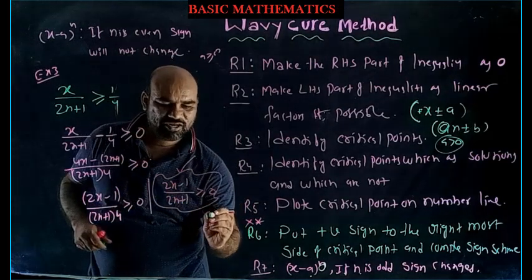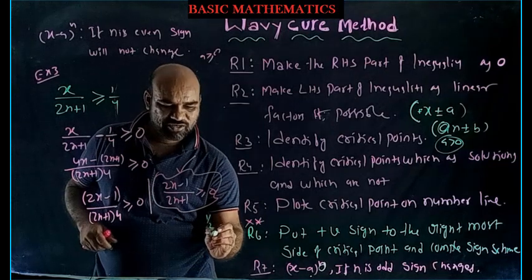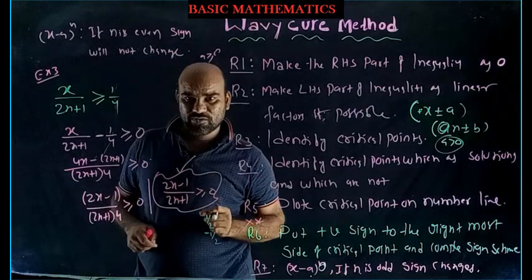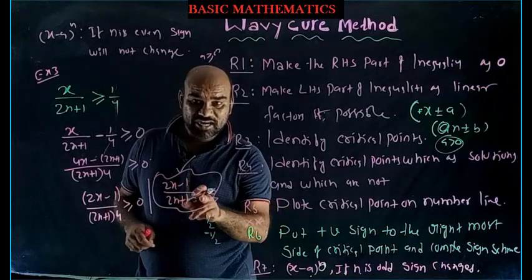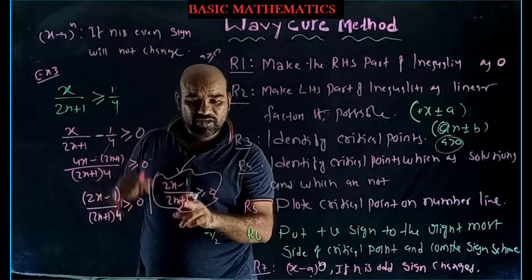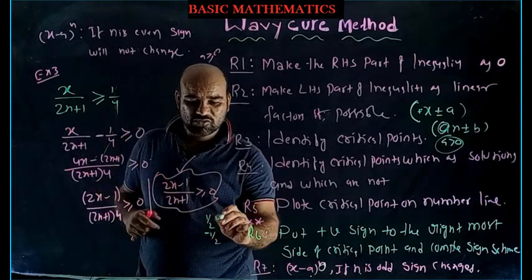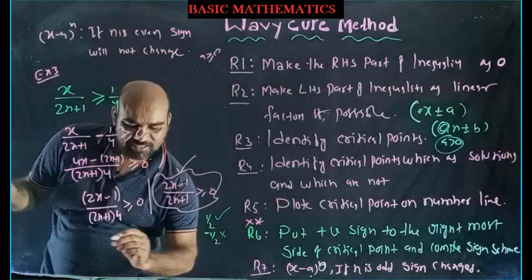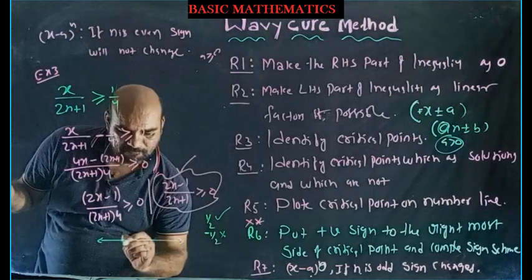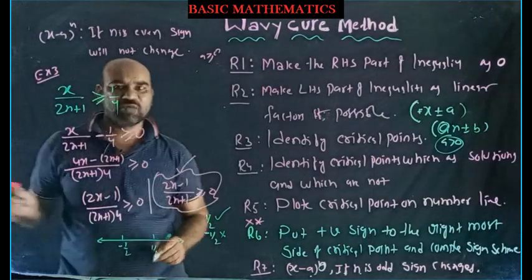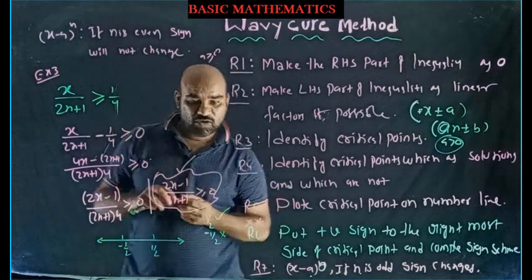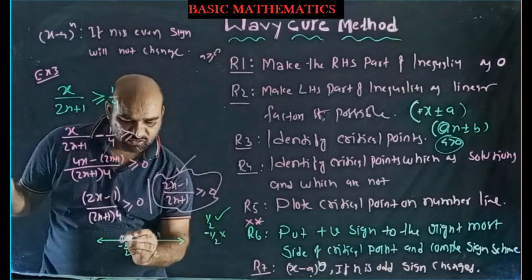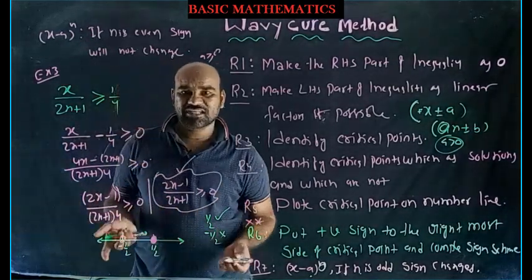Critical points: 1 by 2 is one critical point, and minus 1 by 2 is another critical point. After that, we want to identify which critical point is a solution of the problem. So 1 by 2 is a solution, see, greater than or equal to. Put x equal to 1 by 2: 0 by a non-zero number is 0. So 1 by 2 is the solution. But minus 1 by 2 is not a solution of the problem. Now take the number line, with minus 1 by 2 and 1 by 2. The number line is divided into 3 pieces. 1 by 2 is a solution, so mark it with a thick circle. Minus 1 by 2 is not a solution, so open. Now I want to apply the sign scheme.